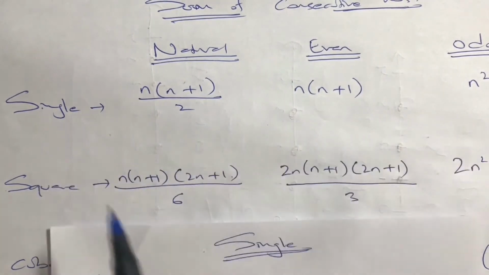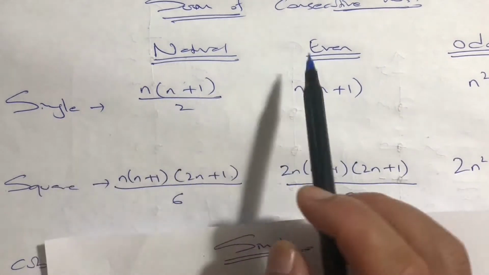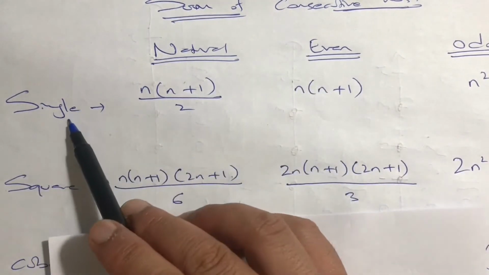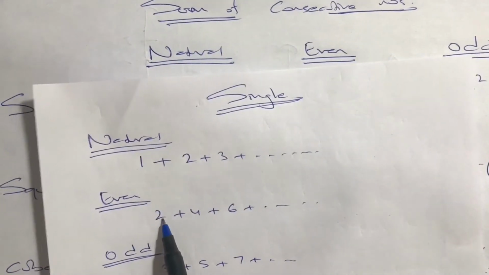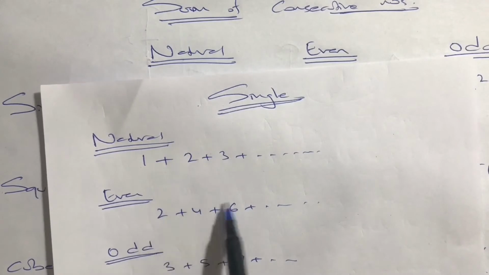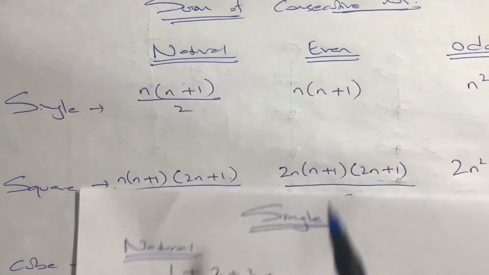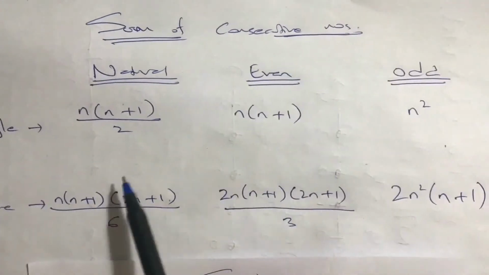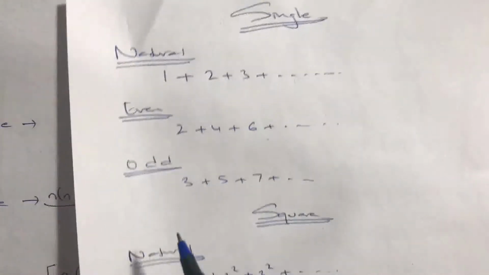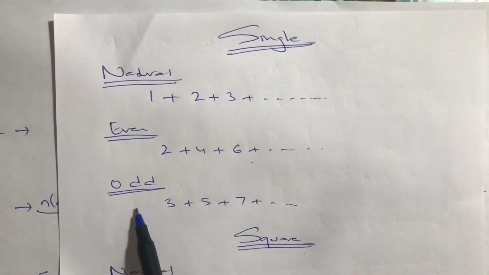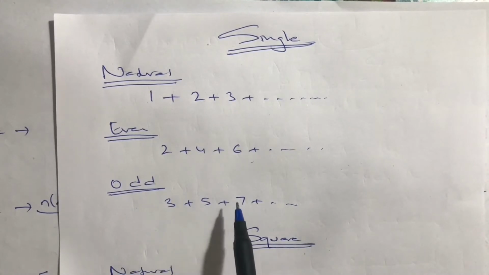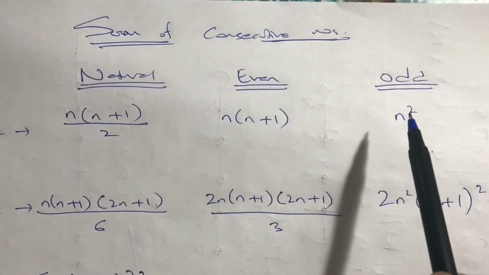Now if I have a single, but it's an even number, single means no power at all. So single, even means these are all even numbers, but no powers. If I have this kind of thing, then the formula is n times n plus 1. Again, single, odd: everyone knows now what I mean by single. Odd means it's just odd numbers, no powers. You could have a 1 in the front also, it doesn't matter. So that's the formula we'll use.